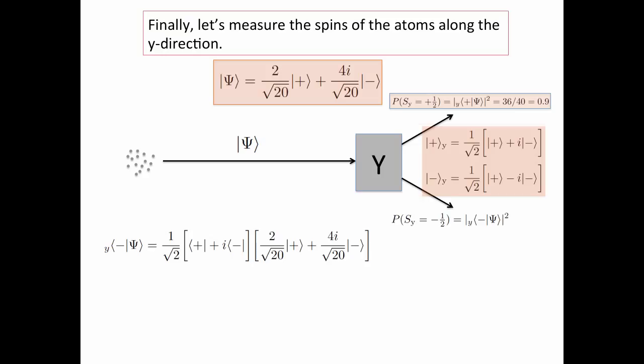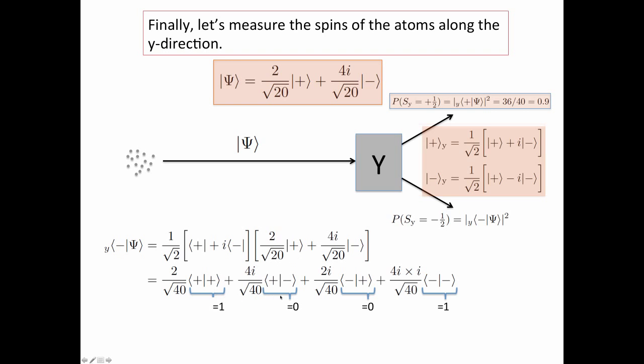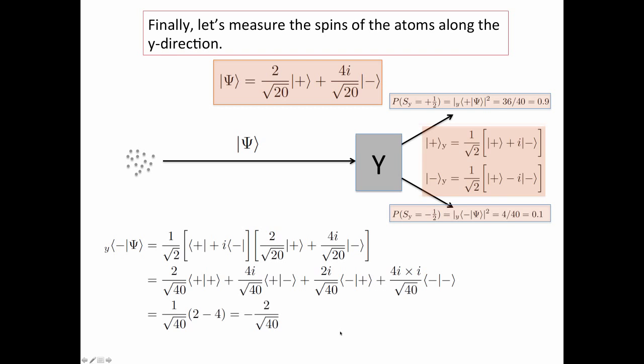Finally, let's calculate the probability of finding an atom with spin down along the y direction. Again, we can write the inner product like this. We can multiply out the square brackets, insert 0 for the plus minus and minus plus inner products, and insert 1 for the plus plus and minus minus inner products. Note that 4i times i is equal to minus 4, so that changes the sign here, and we get 1 over the square root of 40 times 2 minus 4. So this inner product is actually negative: minus 2 divided by the square root of 40.